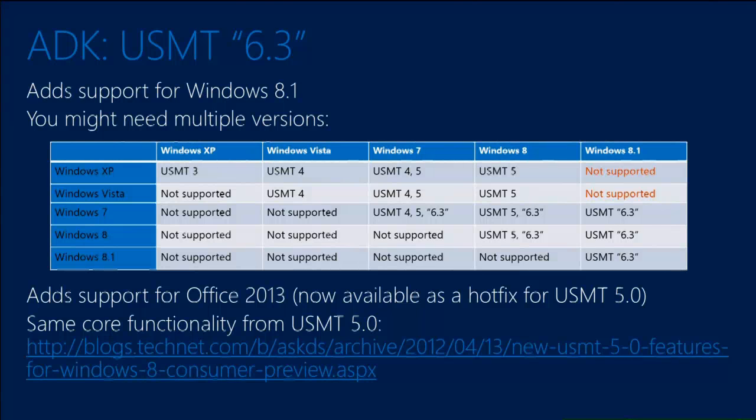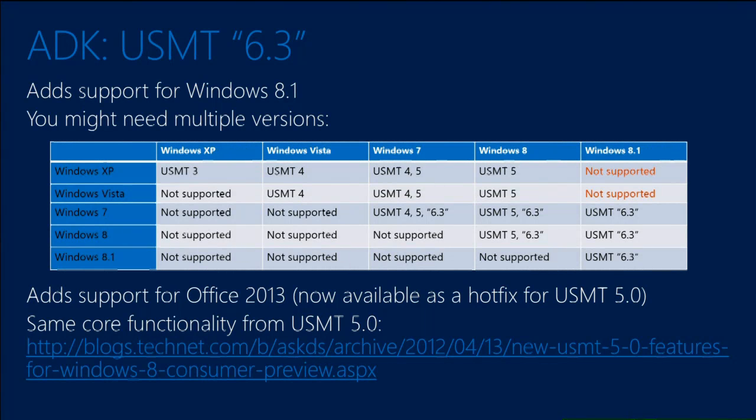Where it gets interesting is this matrix. So you can look at the operating system that you're coming from, the operating system that you're going to, and the versions of USMT that are capable of doing that. Not surprisingly, to go from Windows 7 to Windows 8.1 requires the new version of USMT. To go from 8 to 8.1 or 8.1 to 8.1 all require a new version of USMT that supports 8.1.